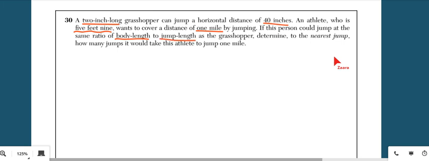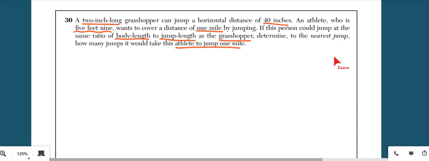Now they are taking two things. First is the body length to jump length. Okay, so we will take that ratio as the grasshopper's, and determine to the nearest jump how many jumps it would take this athlete to jump 1 mile.